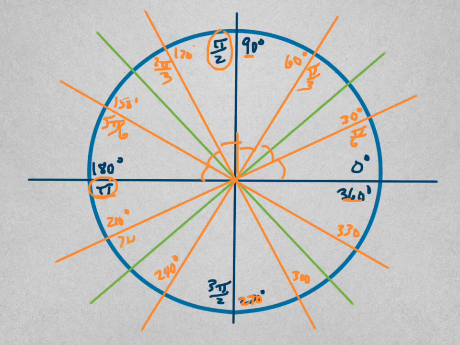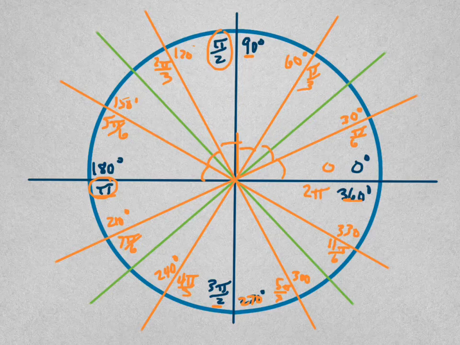Here's 7 pi over 6. Here's 8 pi over 6, which I'm going to reduce. 8 pi over 6 is the same as 4 pi over 3. 9 pi over 6 is the same as 3 pi over 2. 10 pi over 6, whoops, reduce that. 10 pi over 6 is 5 pi over 3. 11 pi over 6. And 12 pi over 6, which is the same as 2 pi. 0 degrees is also 0 radians, by the way. Alright, so there's my degrees for the orange.